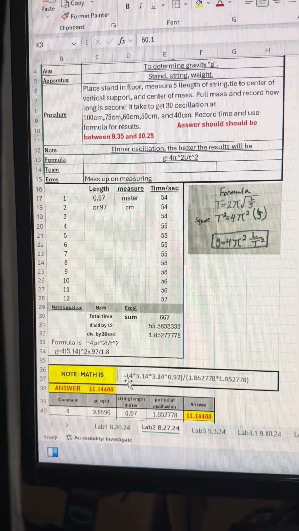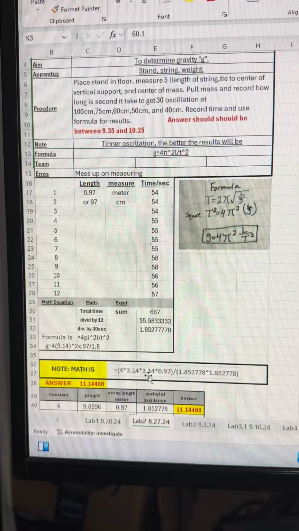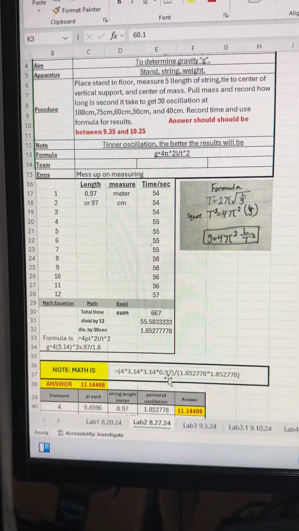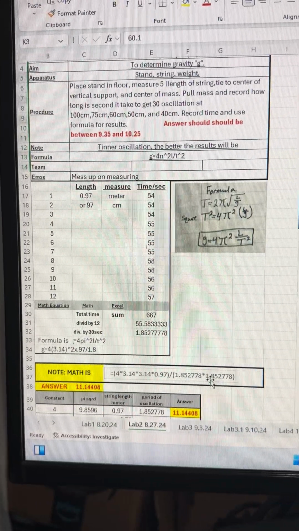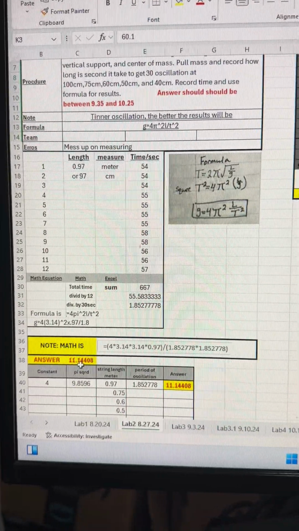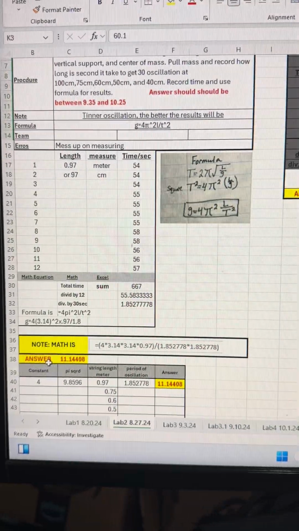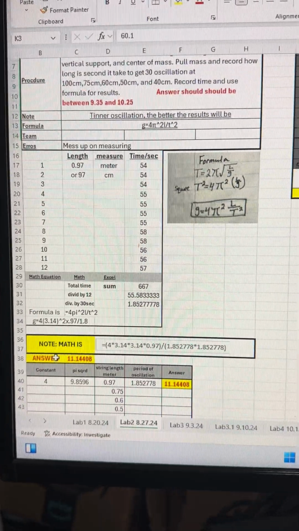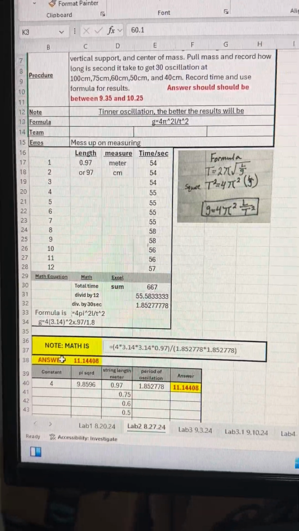I made this easier in the Excel, where you can see it is 4 times 3.14 times 3.14 times 0.97, divided by 1.85 squared, which gave us our answer of 11.14. We were a little bit higher than what our standard should be, but that's what we had, even after repeating the test. That was for the lab we did on 8/27. Thank you.